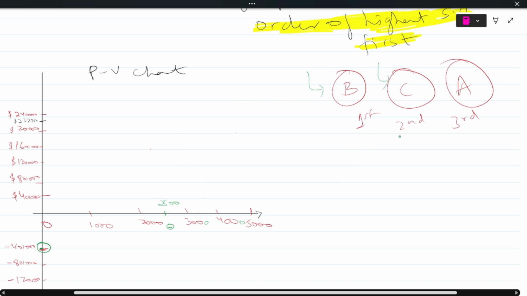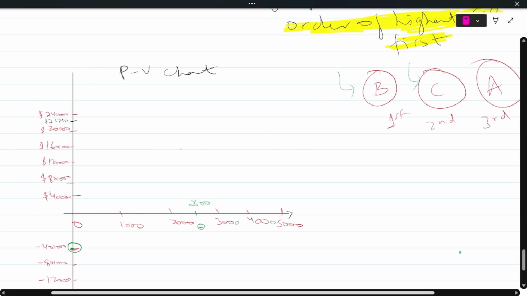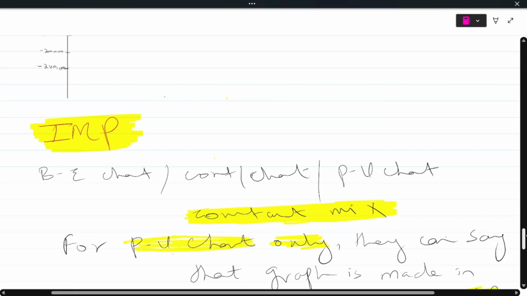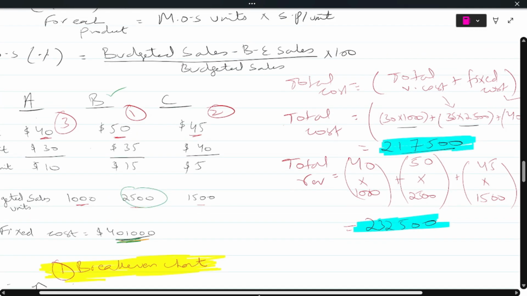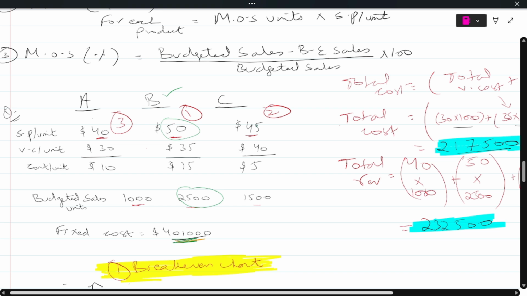Now the second is C, because C has the second highest selling price. So let's go to C. Let's see if C has the second highest price. Yes, see, $50 is the first one and second is $45. So C has the second highest selling price. Now we are going to use C and take out the profit of C. C has a contribution of how much? 5, and the units are 1,500. So 5 into 1,500, I got 7,500 as my total contribution.